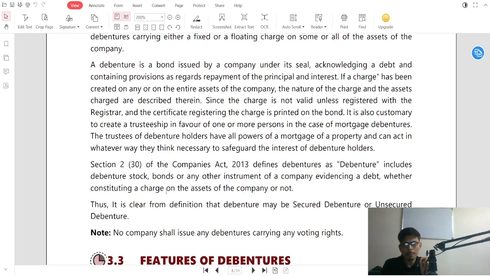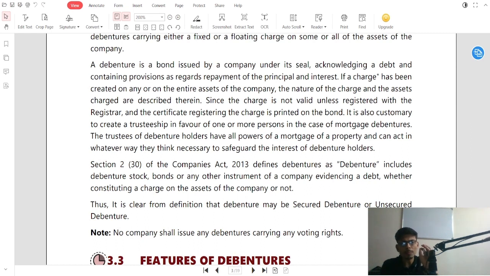And similarly, in today's world, specifically you can say all the debentures, secured debentures mainly. Secured in the sense, see here, it's clear from the definition that a debenture may be a secured debenture or an unsecured debenture. Secured debenture means some asset is secured against it. When you issue any debenture, obviously something is secured on that part. So we are going to discuss what is called secured debenture and unsecured debenture.